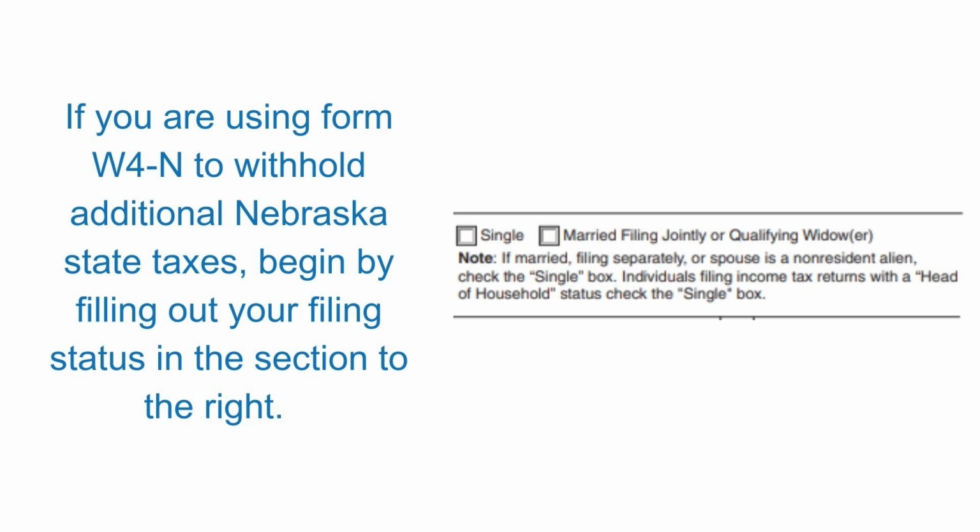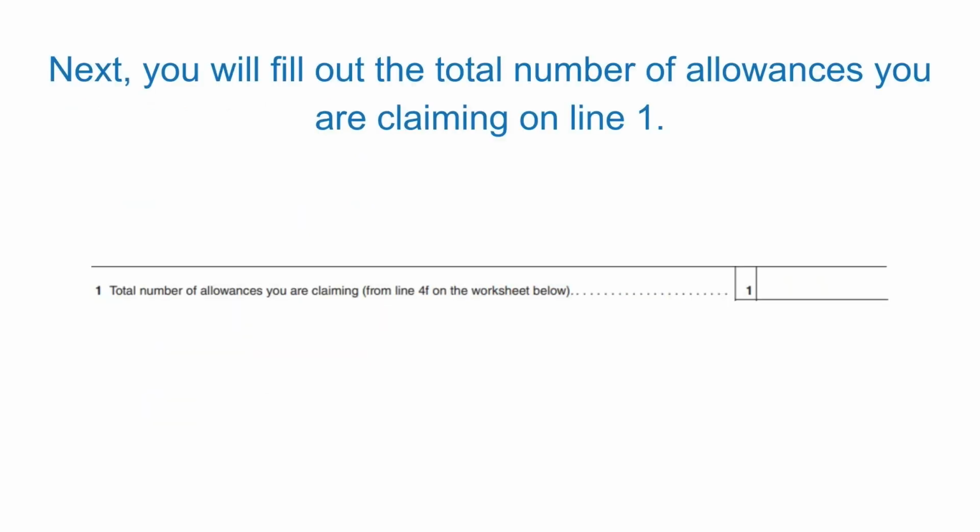Check the box indicating whether you are filing as single, or if you are married and filing jointly, or filing as a qualified widower. Please note, if you are married but filing separately from your spouse, or if your spouse is a non-resident alien, check the single box. Anyone filing income tax returns with a head of household status should also check the single box.